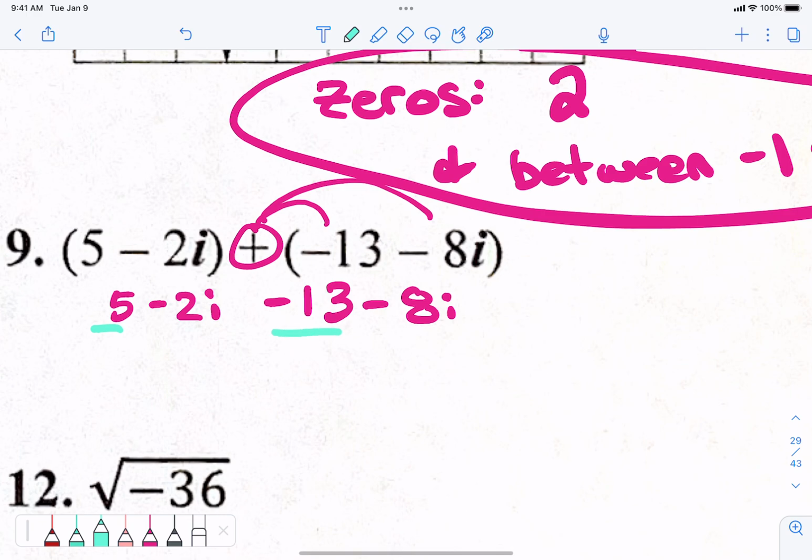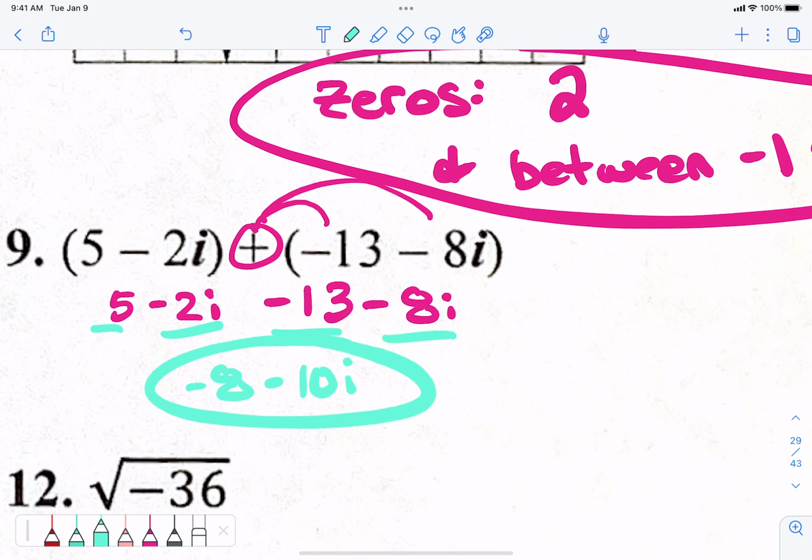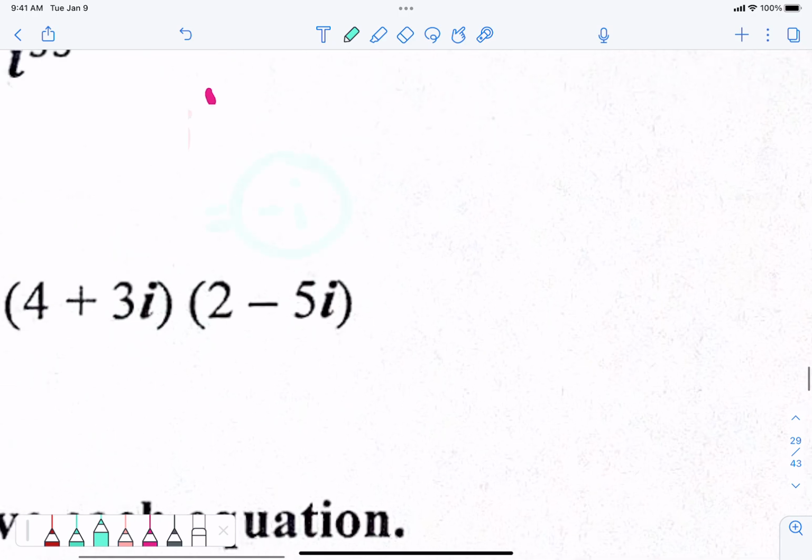5 minus 13 is -8, and -2i minus 8i is -10i. Perfect. That is all. You cannot add i's to numbers that don't have i's, right? You just leave them separate. It's like -8 plus 10x or whatever. You can't put x's with non-x's, right? Okay, happy with that? Okay, look at 10 and 11 at the same time.